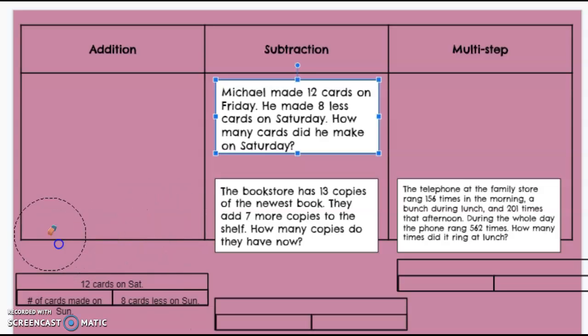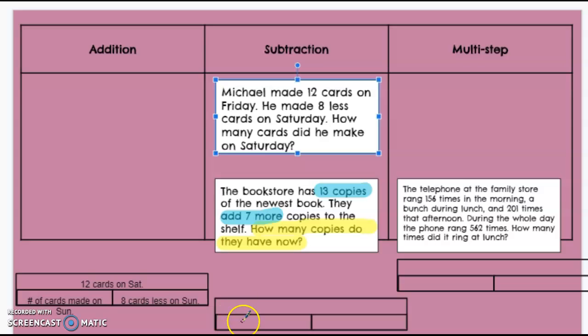Let me erase this. Okay, let's do this next one. The bookstore has 13 copies of the newest book. They add 7 more copies to the shelf. How many copies do they have now? They have 13. They add more. Well, that means that they had some and then something happened, and I want to figure out how many they have now. They had some. What's the amount that they had? They had 13 and they add 7 more.